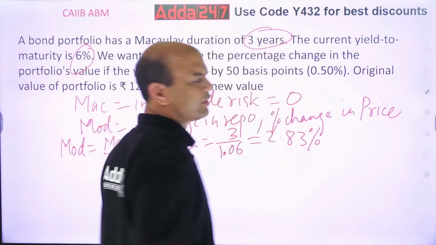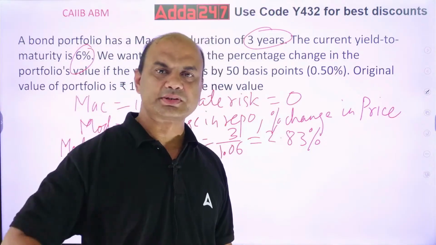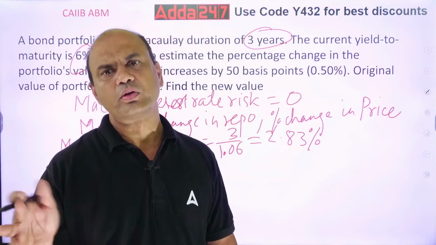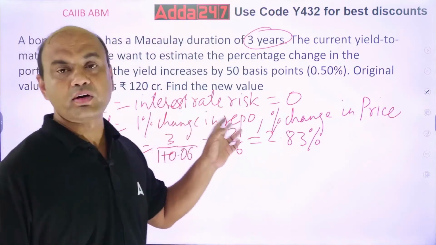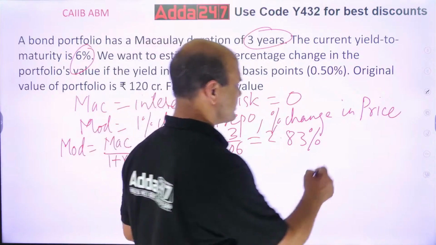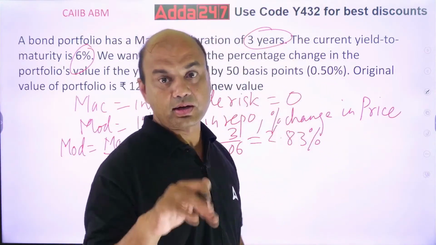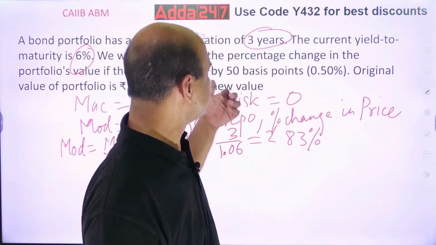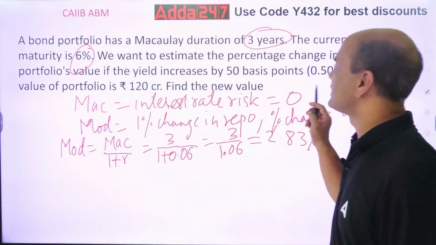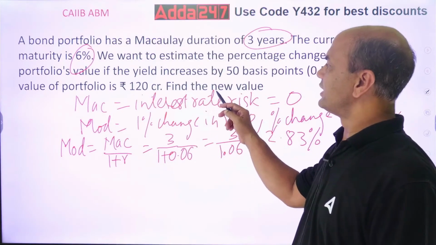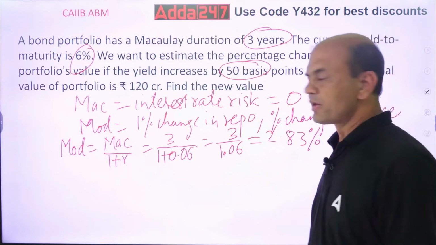What does it mean? It means that if my repo rises by 1%, the price of my portfolio or bond will fall by 2.83%. In the earlier numerical I showed you, repo goes up, price of the bond will come down. Okay, so now what is given? We want to estimate the percentage change in the portfolio's value if the yield rises by 0.5 basis points.